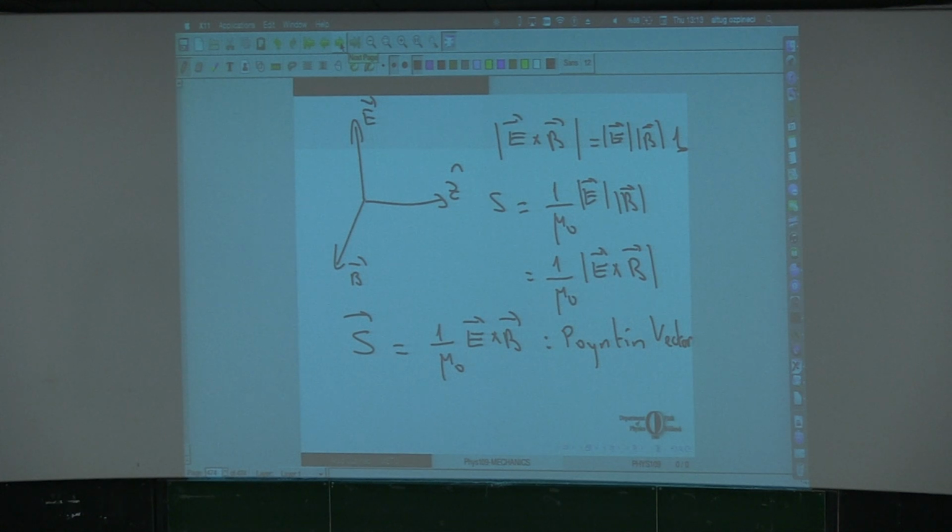So in any region of space, if you have an electric field and a magnetic field, and if this cross product is non-zero, then you have a flow of energy. Yes, this is the flow of energy. This tells us how much energy passes through a given surface per area per unit time.